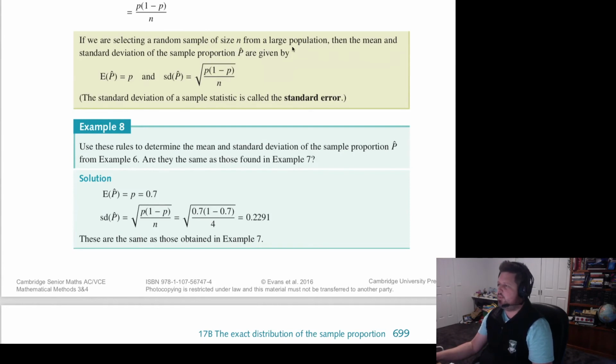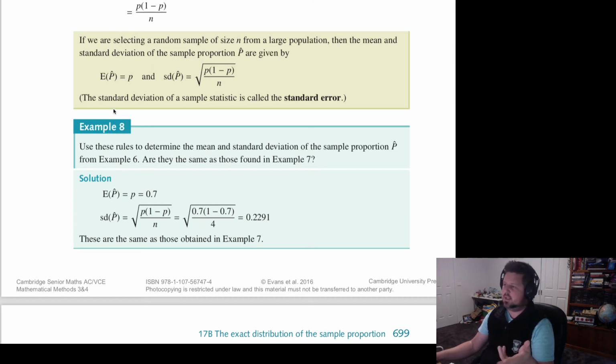There are some additional rules, and it says here, if we are selecting a random sample of size n from a large population, then the mean and standard deviation of the sample proportion, big P hat, are given by the following. The expected value of big P hat is just equal to P, and the standard deviation of big P hat is equal to the square root of P multiplied by 1 take away P over n. So there are some simplified formulas here to do this.